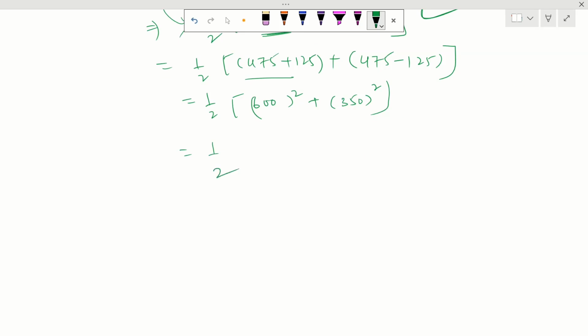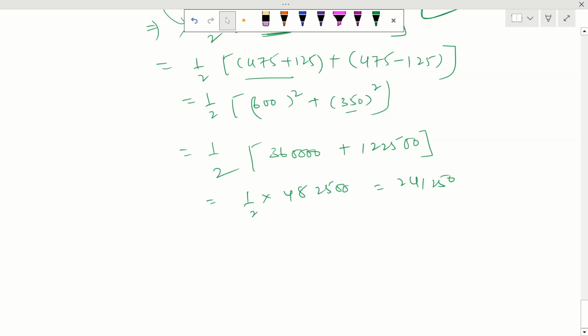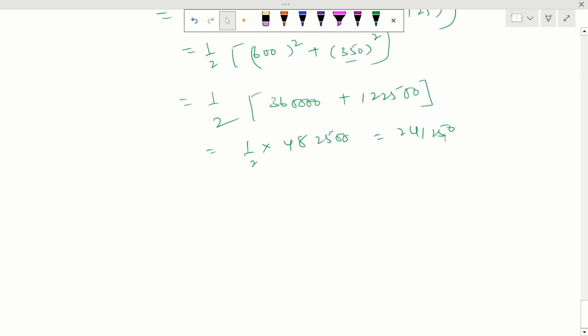So here 1 by 2, 6 square is 36, and with double 0, it comes as 36 followed by 4 zeros. And 35 square is 1225, and with 1 zero there, when we square, 2 zeros will come. Then 1 by 2 of 48,000 to 500 comes to 241. You simplify this one. I'm just giving the trick how to find that. Now we'll go to see the next.